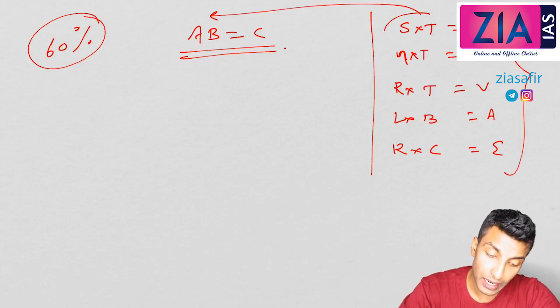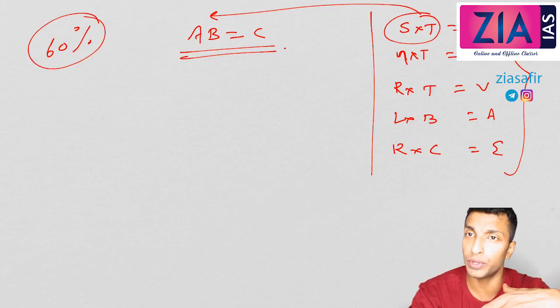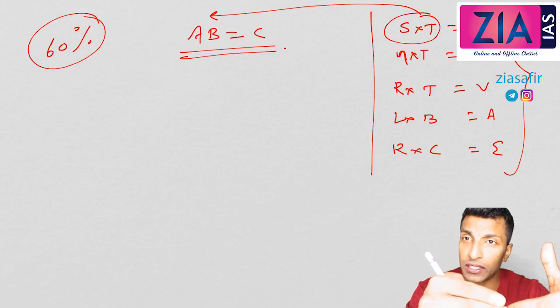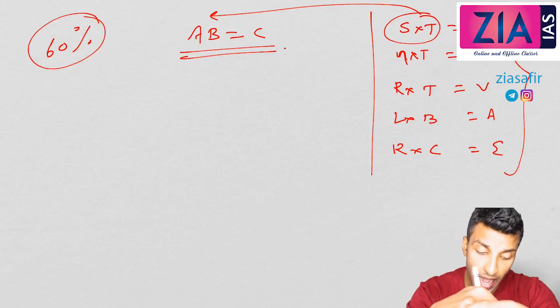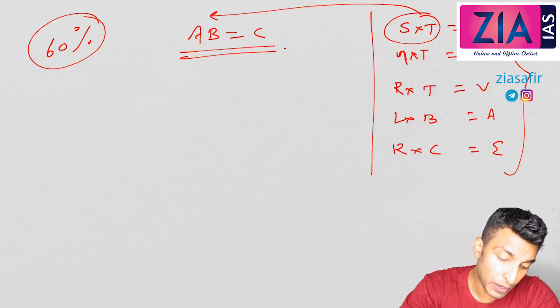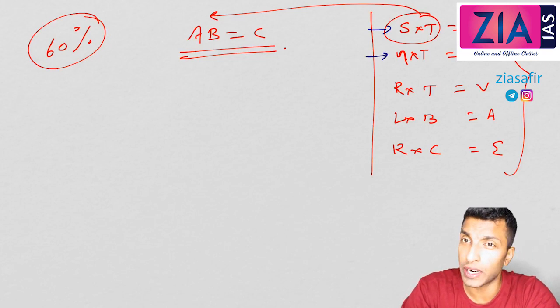In all these you can see a product of 2. Speed into time equal to distance; the product of 2 gives you a result. Efficiency into time, you get a result, that is work. Rate of flow into time, you get a result. How many of you accept that if I'm saying speed into time is equal to distance and efficiency into time is equal to work, both are one and the same?